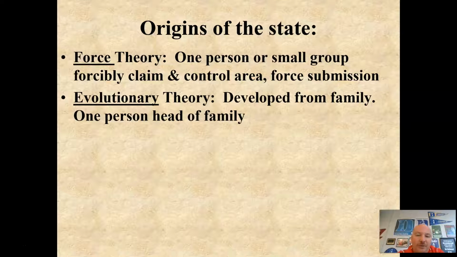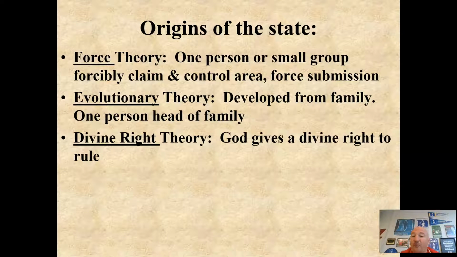The evolutionary theory is developed from the family, that one person is the head of the family. So it evolves, okay? The next one is the divine right theory. There are some places that are called theocracies. Iran is one of those.